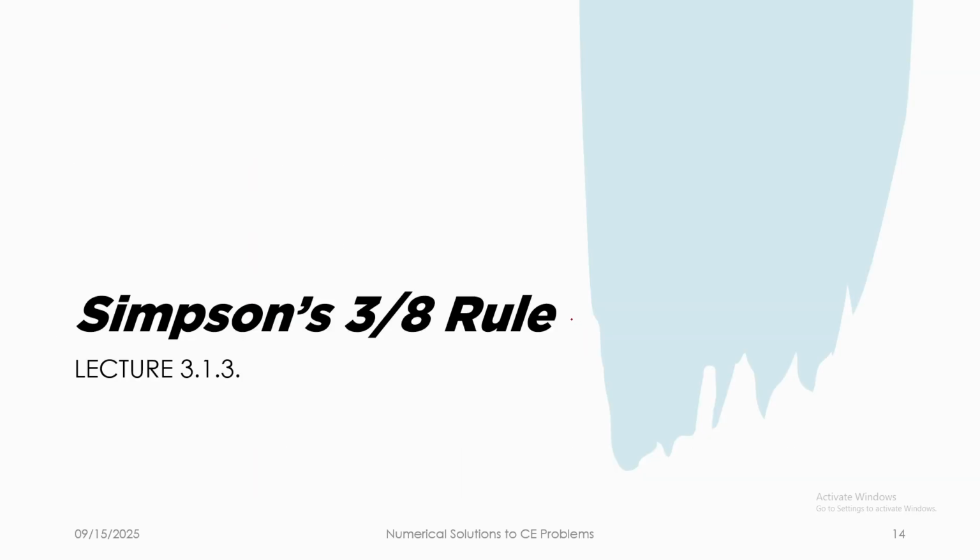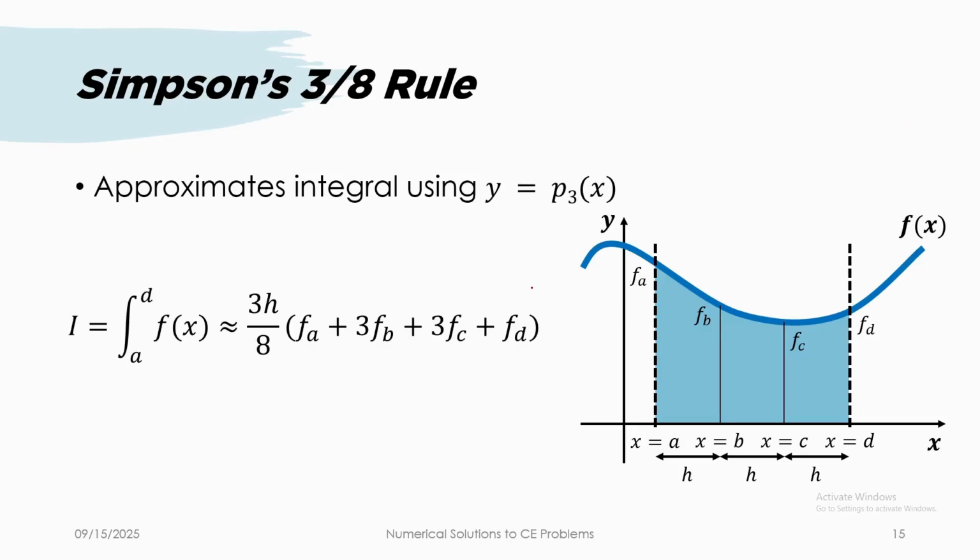Now, what if we want to use a cubic polynomial instead of quadratic? That would bring us to Simpson's 3/8 rule. Simpson's 3/8 rule uses a cubic polynomial interpolation with four equally spaced points, A, B, C, and D, denoted as the area under the curve approximately 3/8 of h multiplied to the quantity of the summation of f of a and f of d and thrice f of b and f of c. The weights here are 1, 3, 3, and 1, reflecting cubic interpolation.